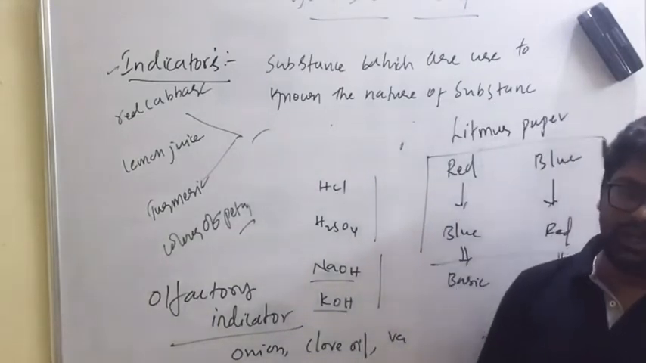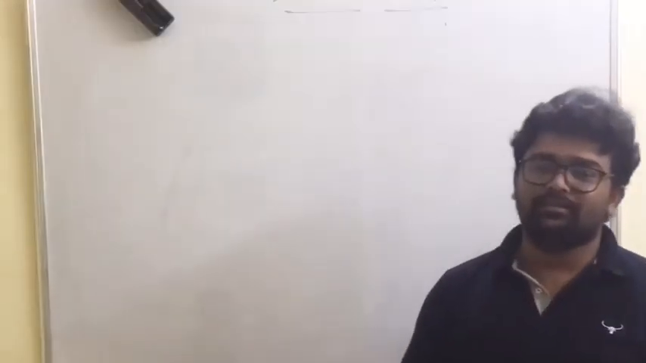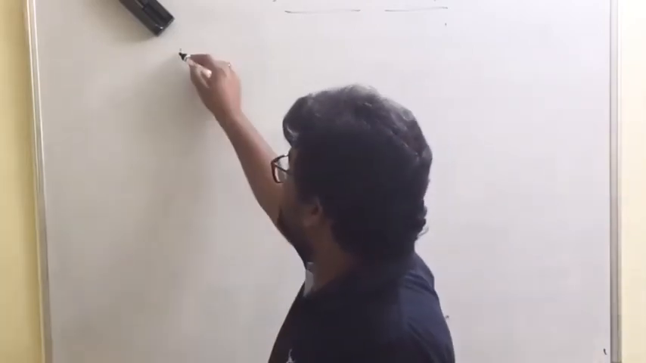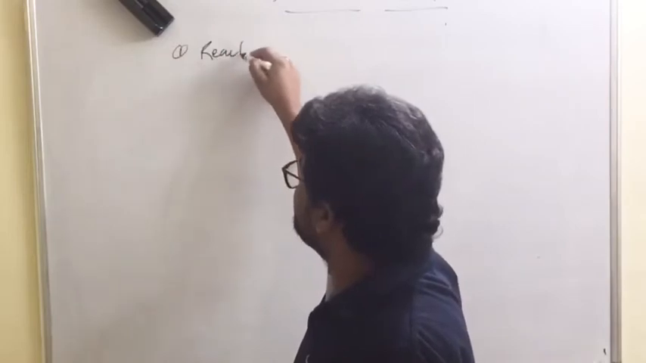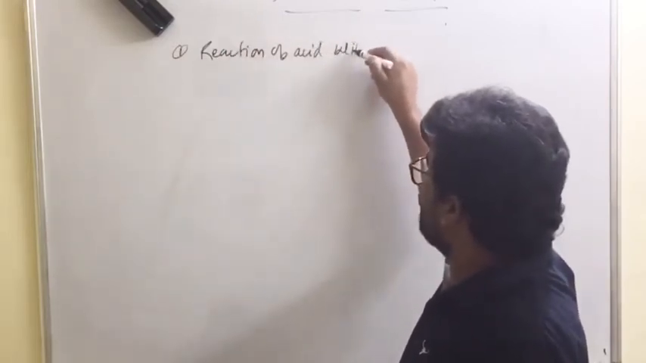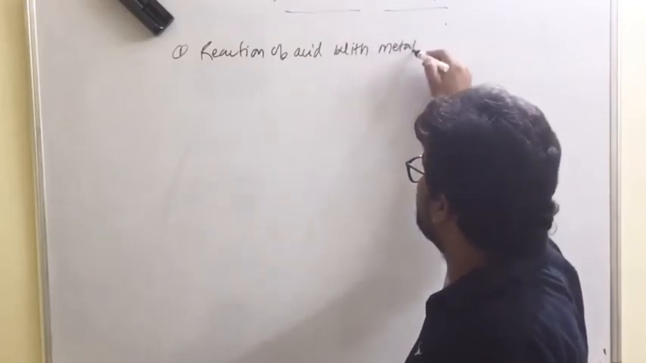Okay children, let us move to the next, chemical properties of acids and bases. Let us start with the first point, reaction of acid with metal. See, all these reactions are very important.